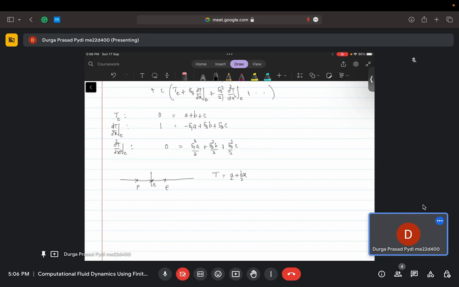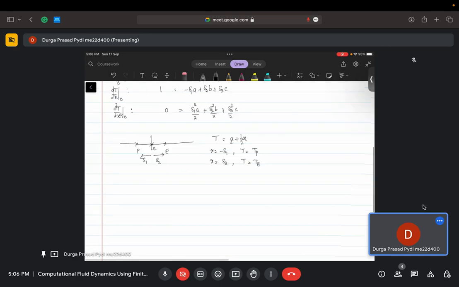To determine these unknowns, we give the conditions at x equal to minus delta 1 and delta 2. At x equal to minus delta 1, we have T equals Tp, and at x equal to delta 2, we have T equals T capital E. If we solve these two equations, we will get the values of A and B. From this you will get B equals T east minus Tp divided by delta 1 plus delta 2. So essentially dT/dx on the east face is B.